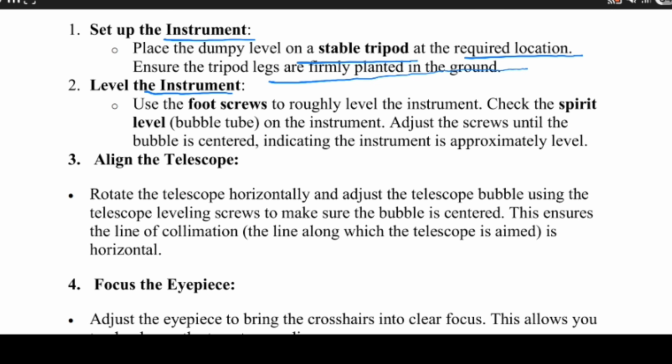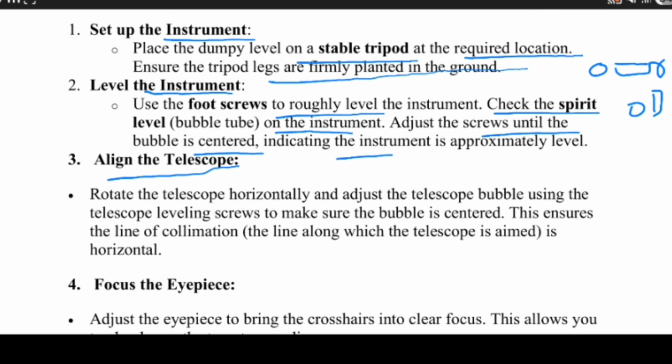Next, level the instrument with the help of the foot screws. There are three foot screws. First level using two foot screws, and then the third foot screw. With the help of the spirit level of the instrument, you adjust the foot screws until the bubble is at the center, indicating it is approximately level. Next, align the telescope. Rotate the telescope horizontally and check whether the bubble is at the center or not. Ensure the line of collimation is horizontal.